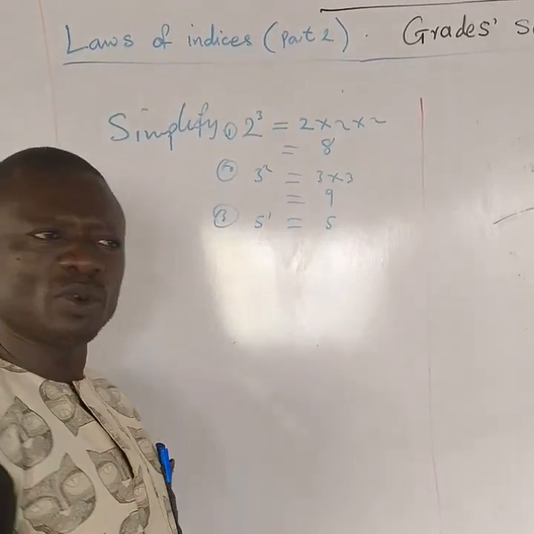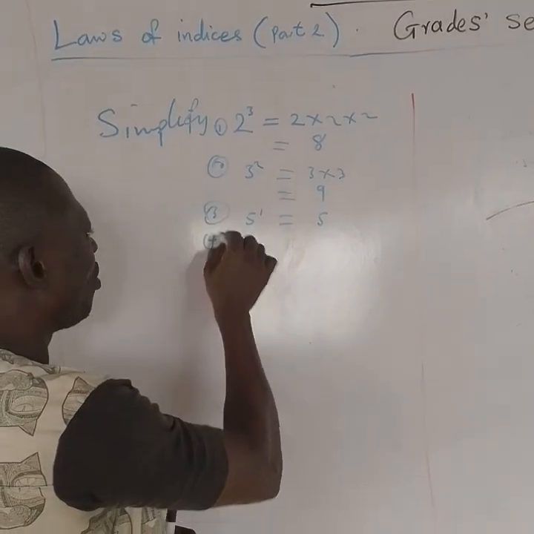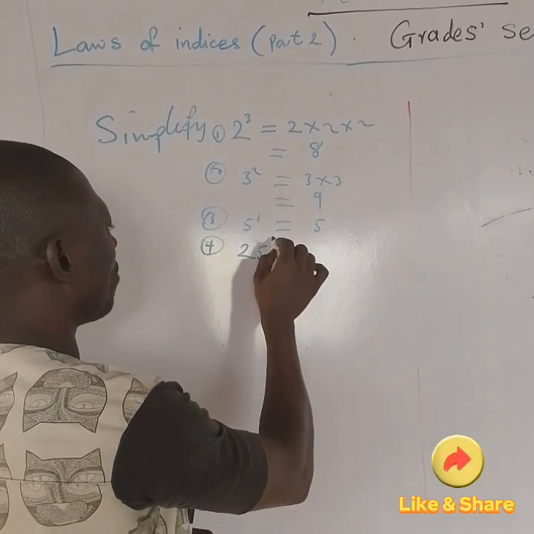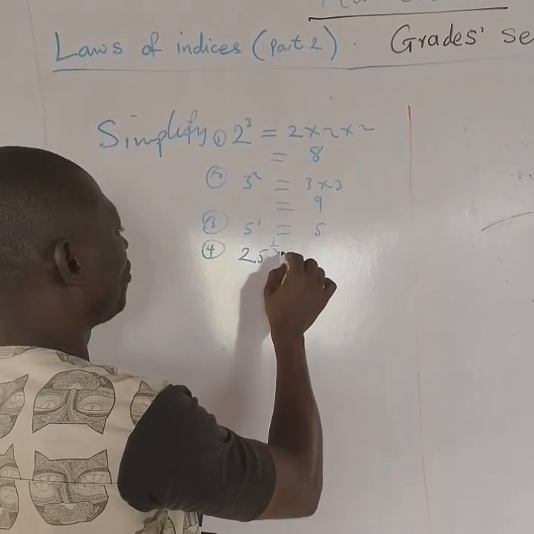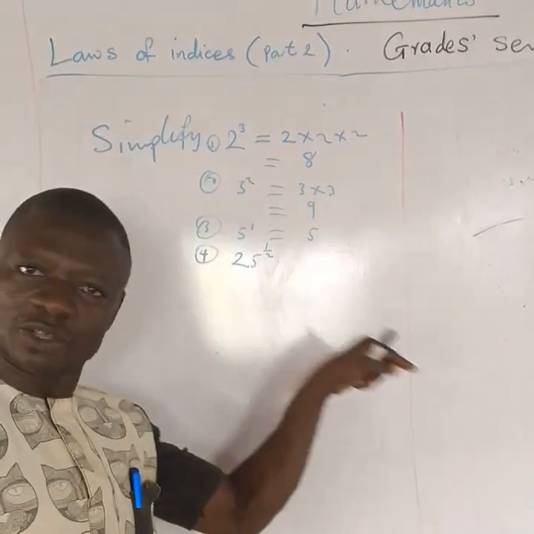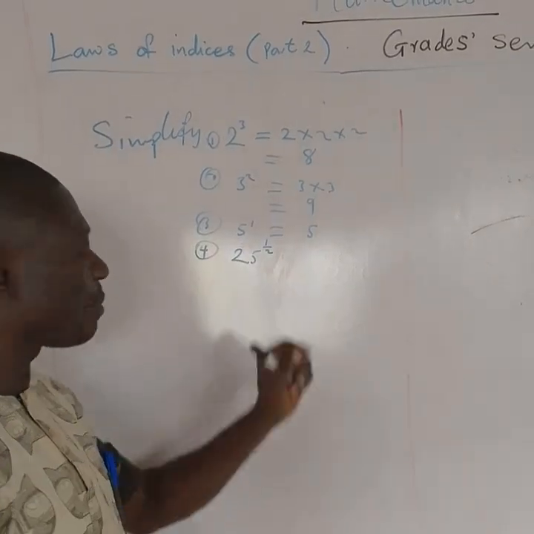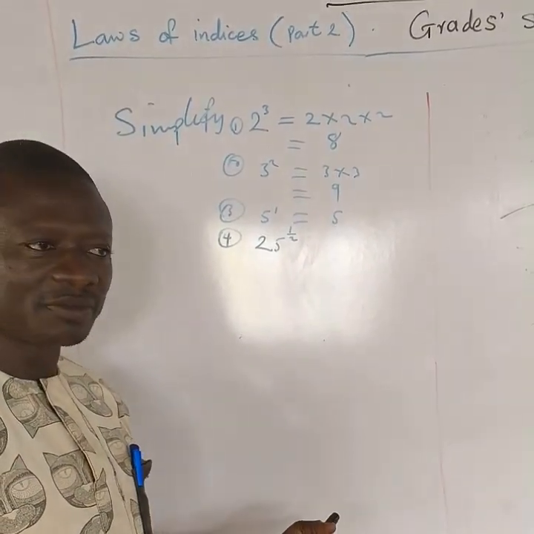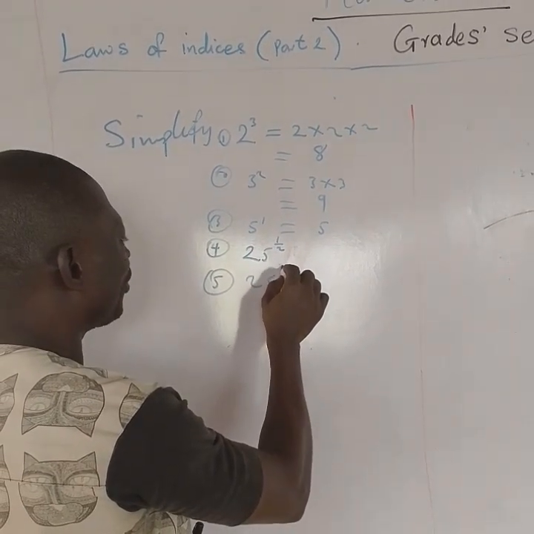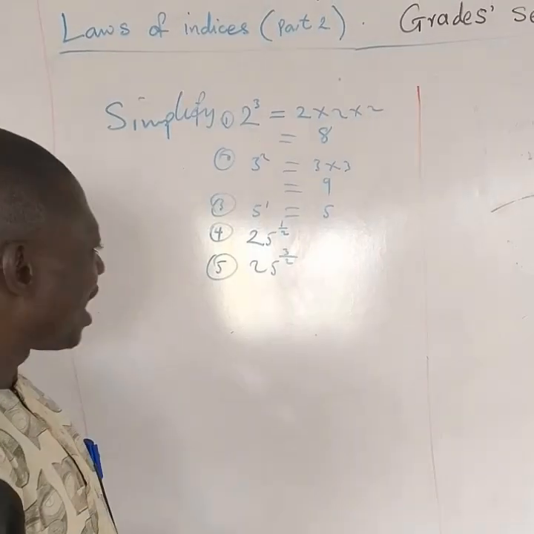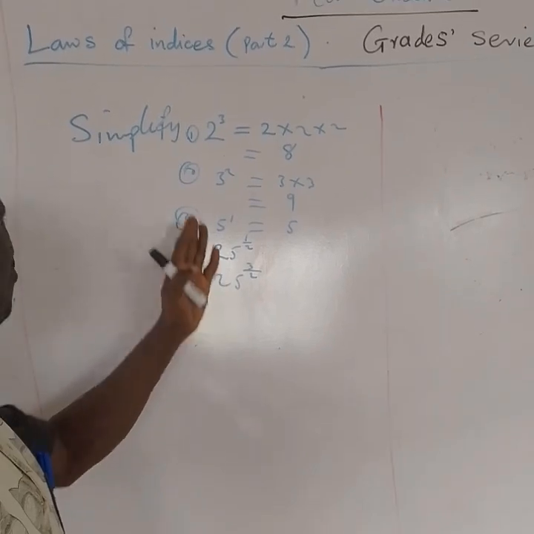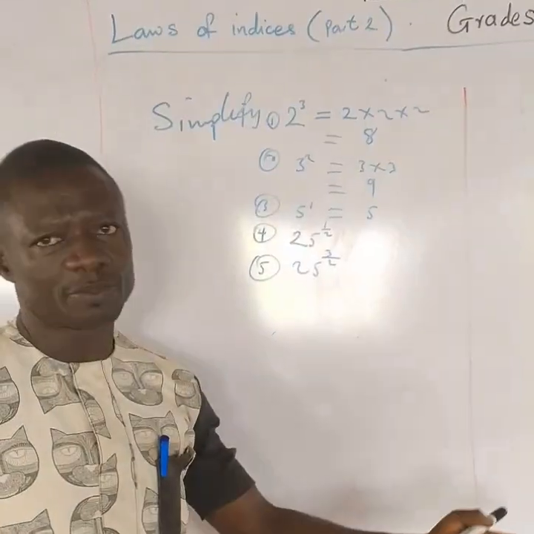Okay, but what of when you have a question like number 4 that asks you to look for the value of 25 raised to power half? What do you do about it? If I had written 25 raised to power 1, then it would be 25. So what of when it is 25 raised to power half? How do we simplify it? Or if we have written 25 raised to power 3 over 2, I think this is even becoming another challenge. Yes, Laws of Indices part 2 will settle this problem.